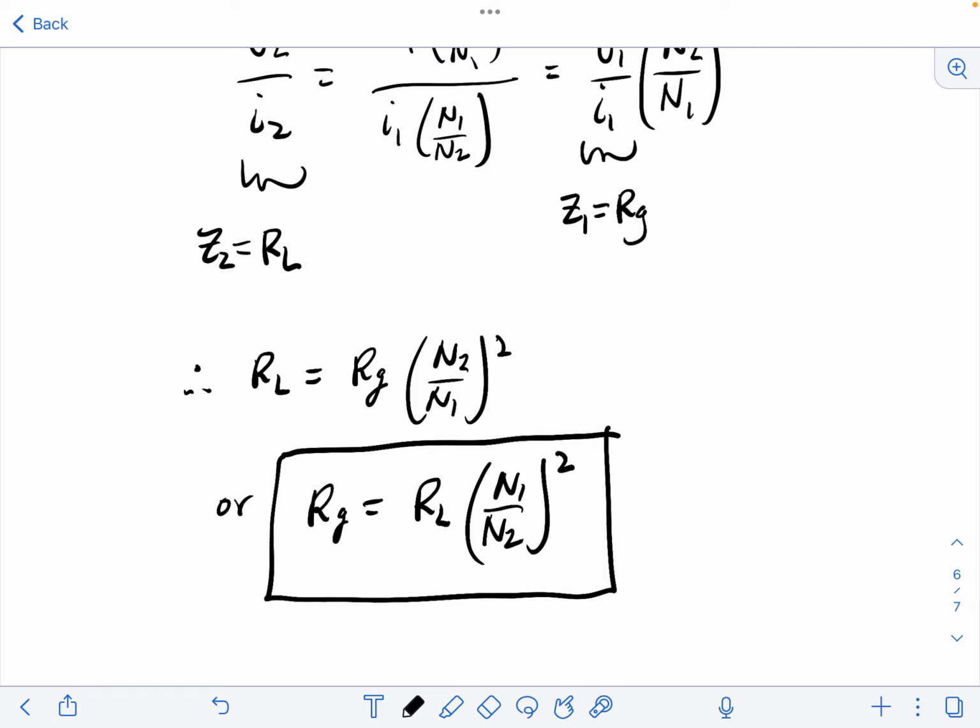Okay, and so that's like an impedance matching method using a transformer. So impedance matching using a transformer.